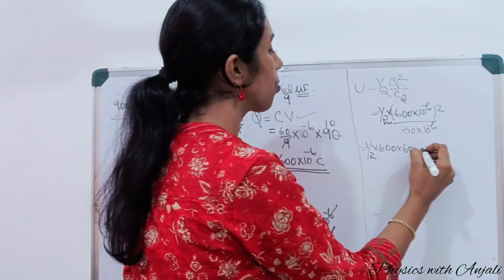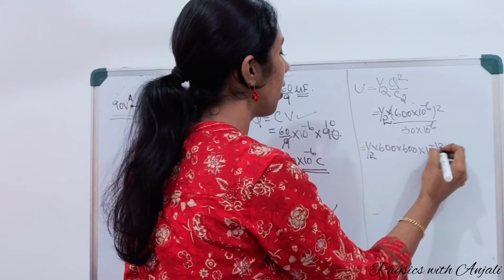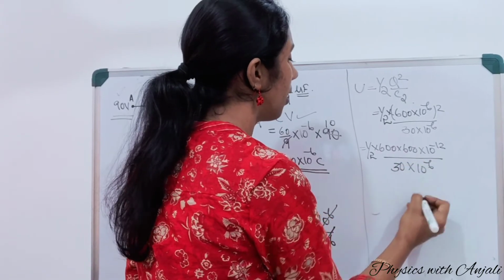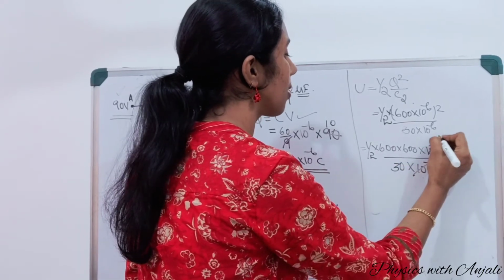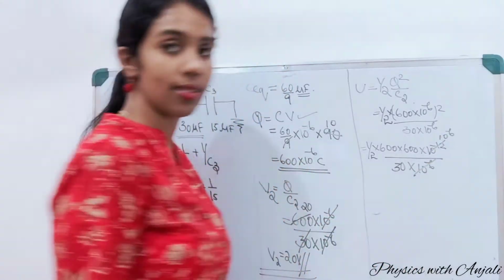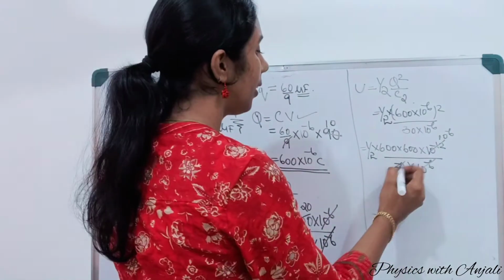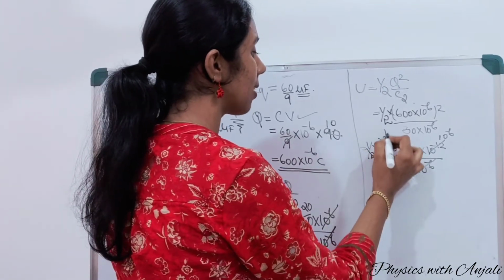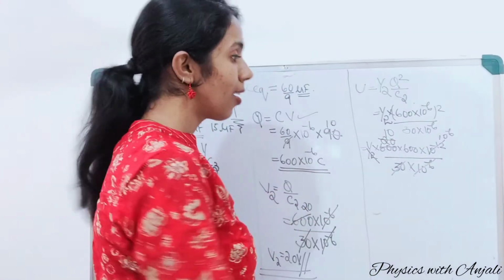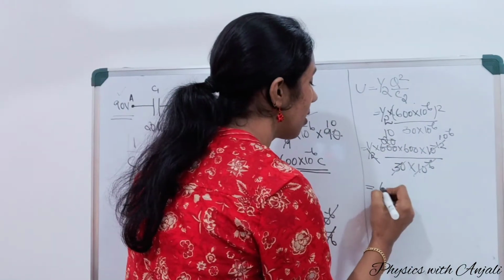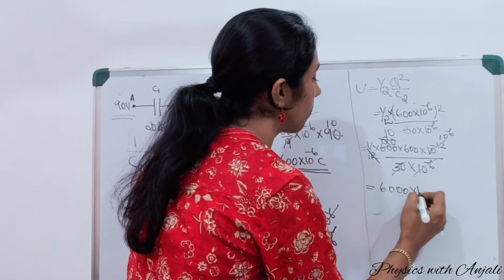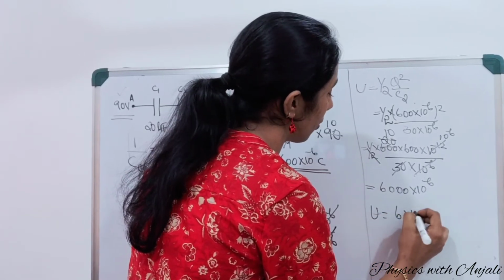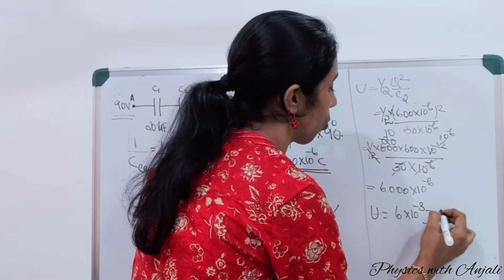The square of 10 raised to minus 6 is 10 raised to minus 12, divided by 30 into 10 raised to minus 6. 10 raised to minus 6 and 10 raised to minus 12 cancel to get 10 raised to minus 6 in the numerator. 30 and 600 cancel to get 20. 20 and 2 cancel. Now in the numerator it is 10. So 10 into 600 is 6000 into 10 power minus 6, so energy U is equal to 6 into 10 raised to minus 3 joules.